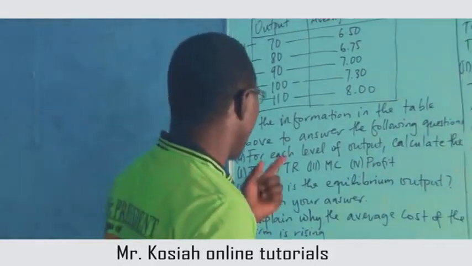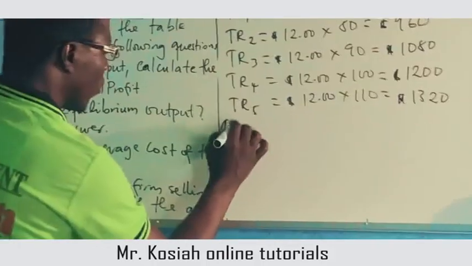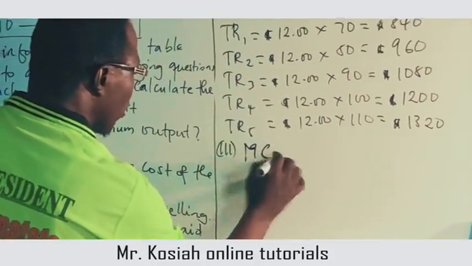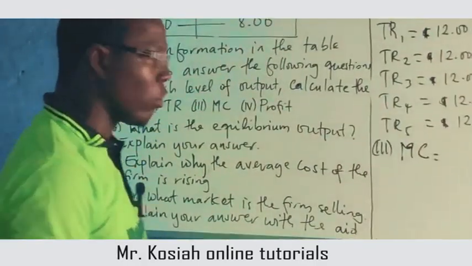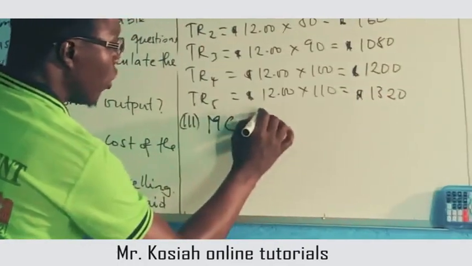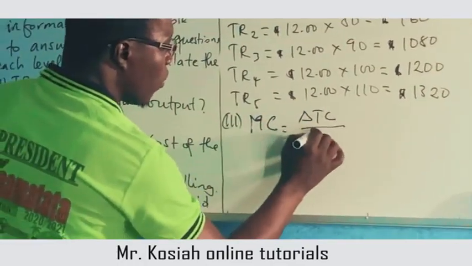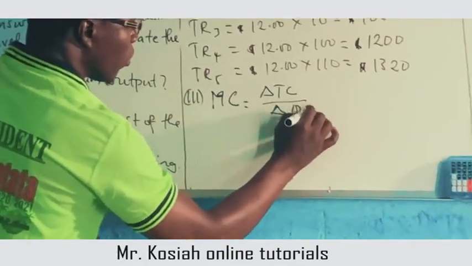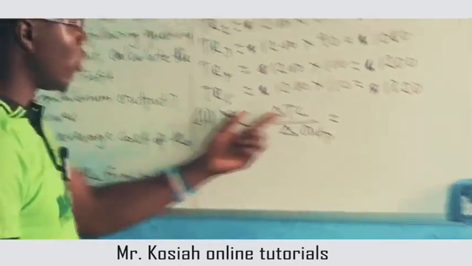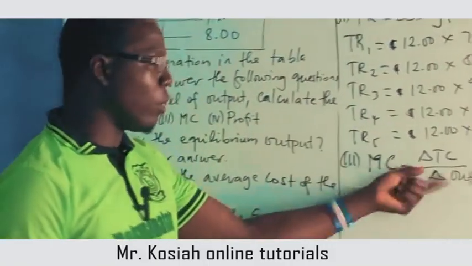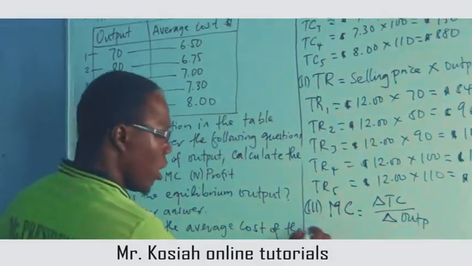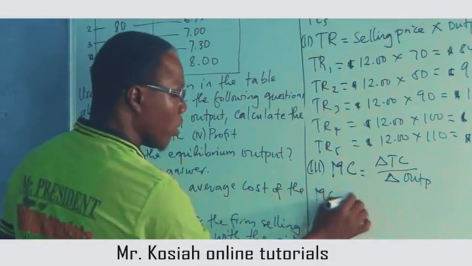Now again, our next question is what? Marginal cost. What is marginal cost? What do you understand by marginal cost? A marginal cost, of course, is the change of total cost over the change of output. Or better still, it is the difference in total cost with respect to output. So now, let's find the marginal cost at 1.